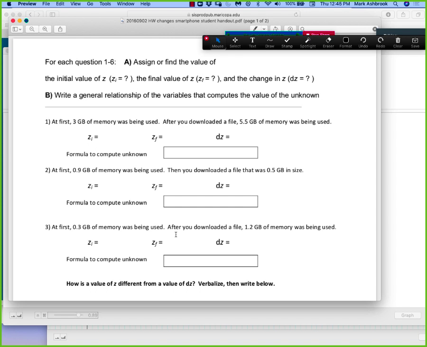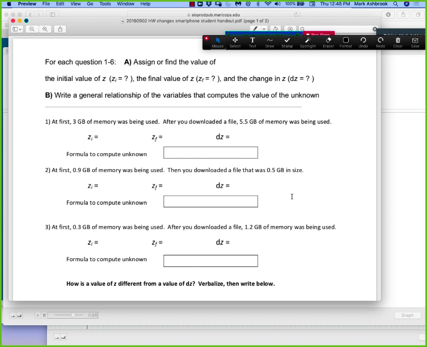Okay, if you guys want to pair up, you can. All right, so we're just doing page 1. For those of you remote, we're just doing page 1 that I'm showing. So we're going to assign a value for questions 1 through 6. Assign a value of the initial value of z, the final value of z, and the change in z.